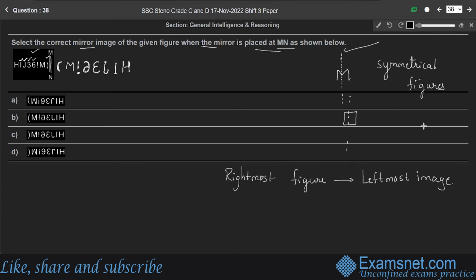So look at the options, which is exactly the mirror image of the given figure. So arc, next comes M. You can avoid options A and D, where M is not exactly the same as the original one. Look at the arc in option B, which is exactly the mirror image of the given figure. So you can choose option B. Arc, M, then exclamation mark, image of 6, 3, J, I, and H. All are the same. Therefore, option B is exactly the mirror image of the given figure.